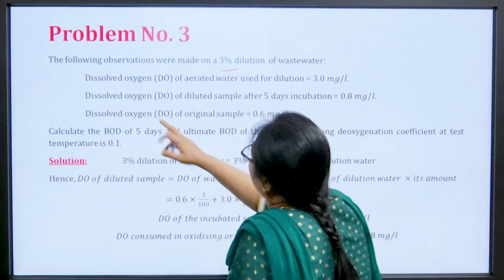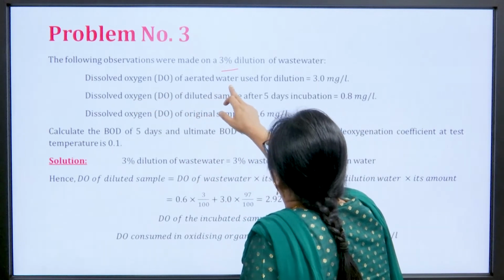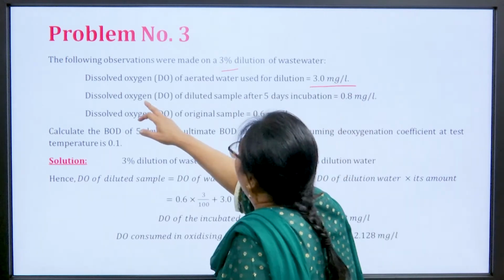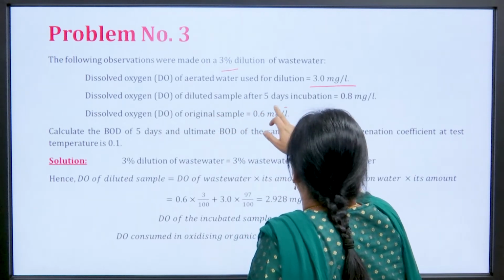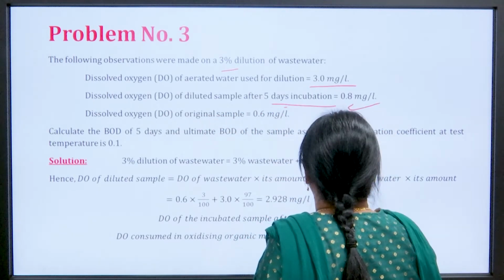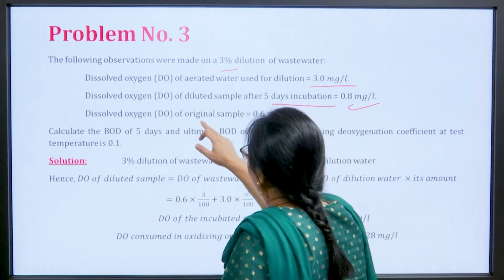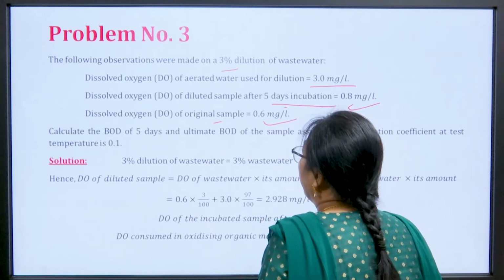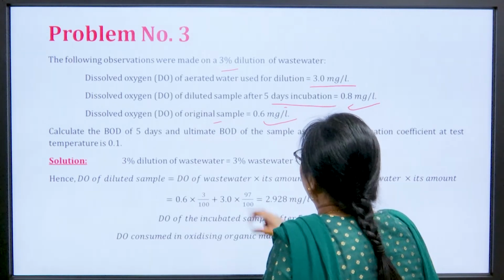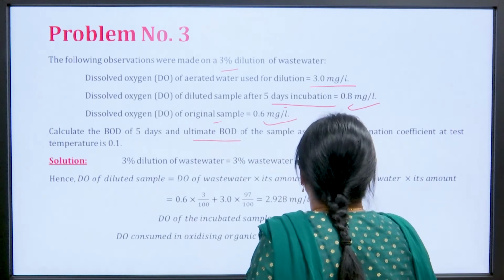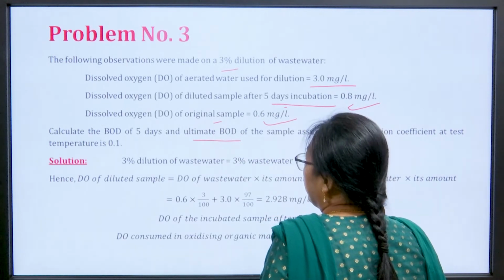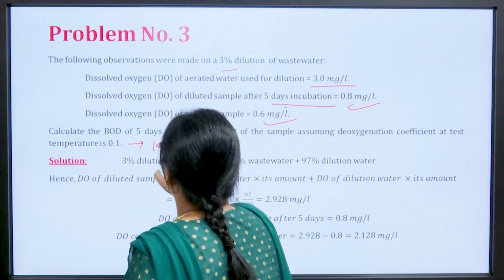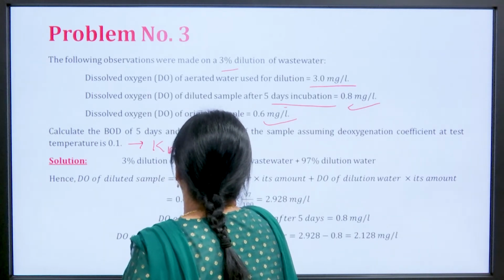Dissolved oxygen (DO) of aerated water used for dilution is 3.0 milligram per liter. DO of the diluted sample after 5 days of incubation is 0.8 milligram per liter, and DO of the original sample is 0.6 milligram per liter. Calculate the BOD of 5 days and the ultimate BOD of the sample, assuming the deoxygenation coefficient at test temperature, Kd, equal to 0.1.